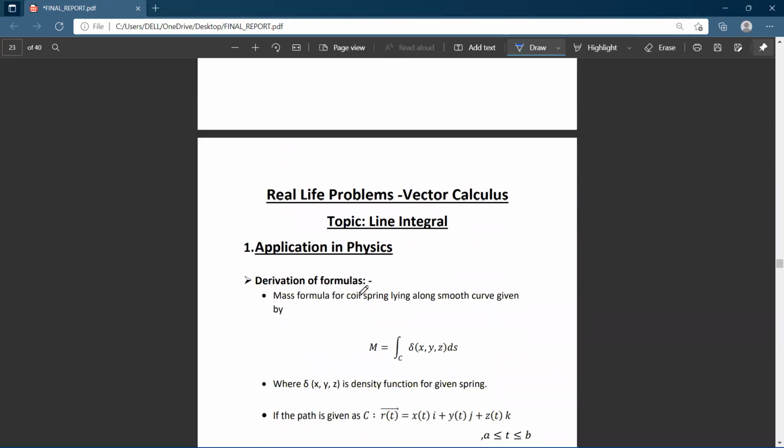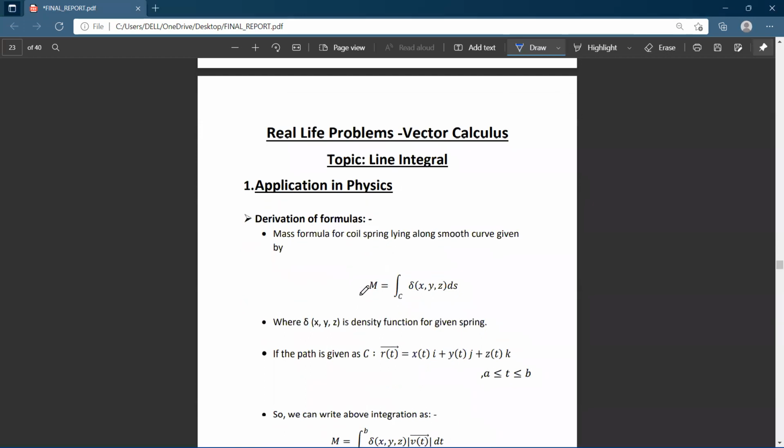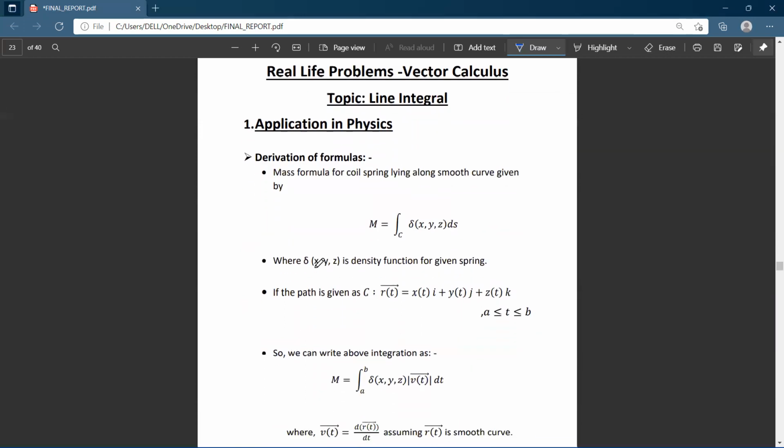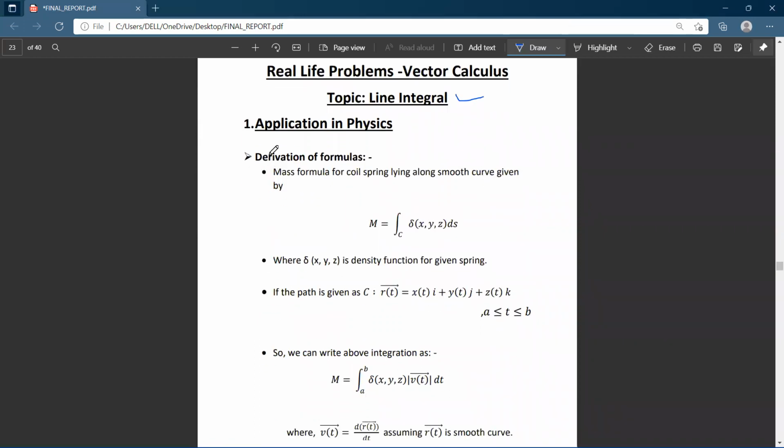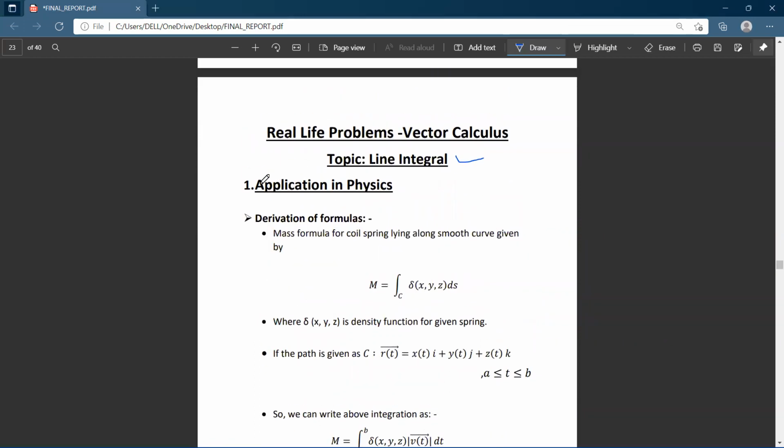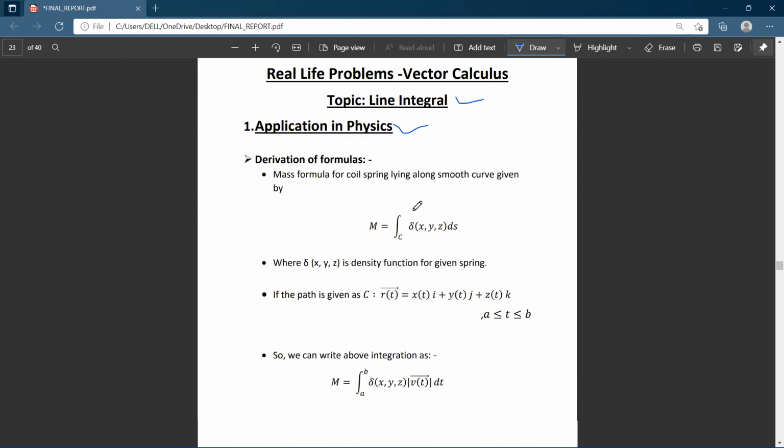Now the problems which I plotted for the project on real-life applications. The first problem is from the line integral, using the derivative. Application of this portion is in physics.